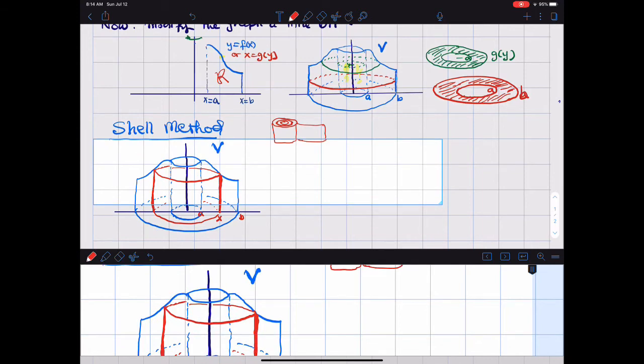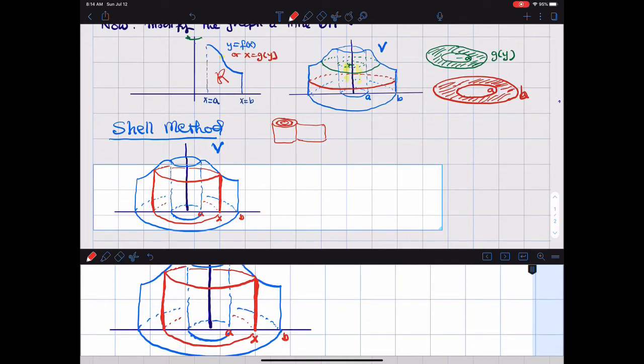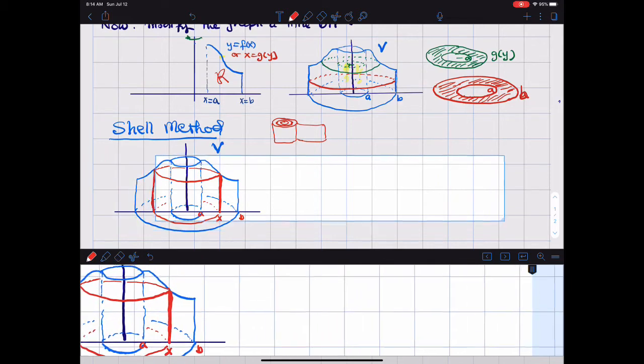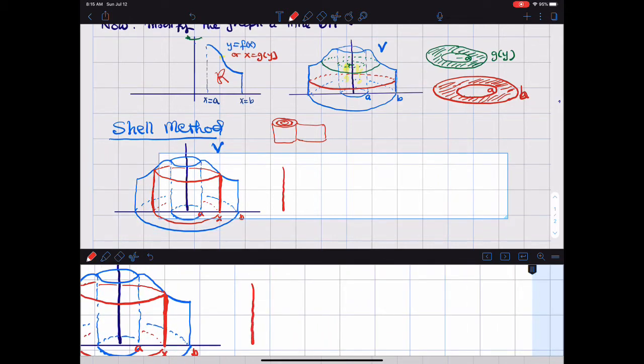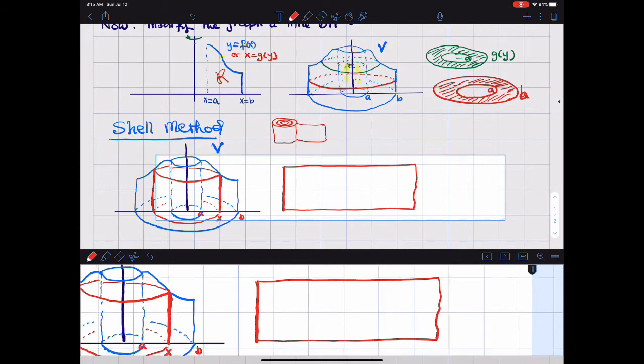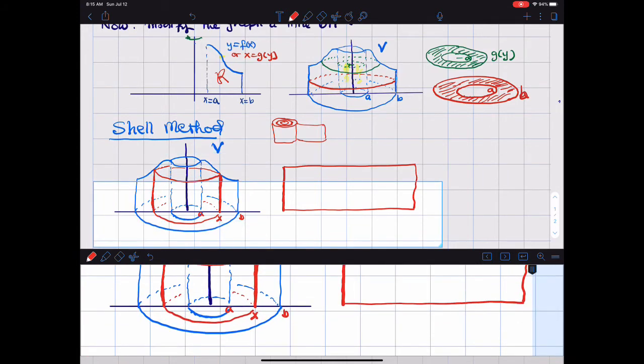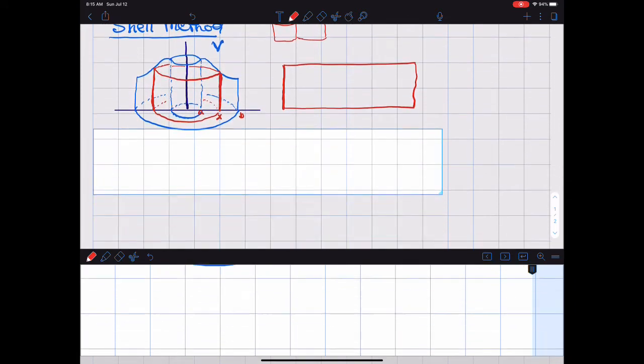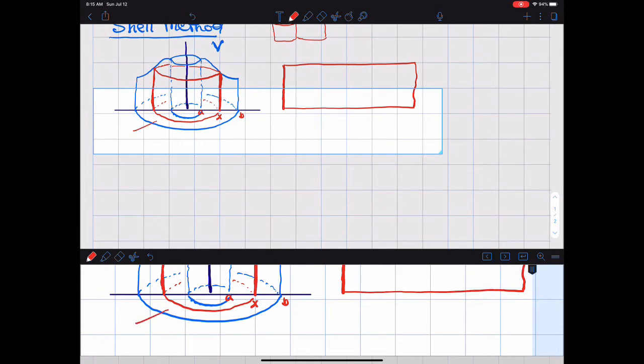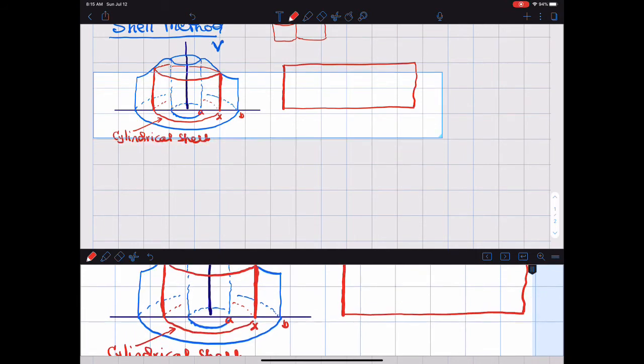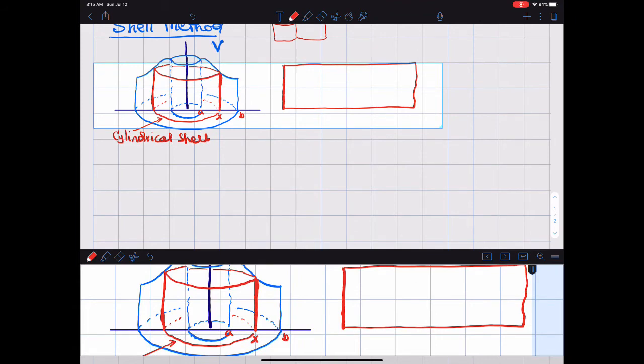So this is the shell, right? You're just getting a shell from somewhere in the solid. What you want to do is open up this red shell. Remember, it's a cylindrical shell, and the radius of the shell is X.